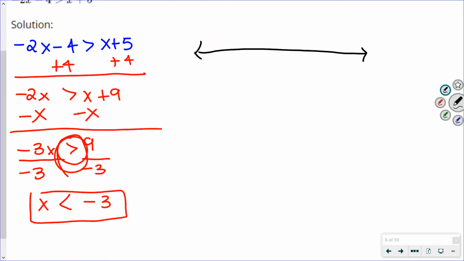So on my number line, I'm going to draw it out. We're going to be x less than, strictly less than. So at negative 3, it's going to have an open circle, and the numbers less than negative 3 are to the left.